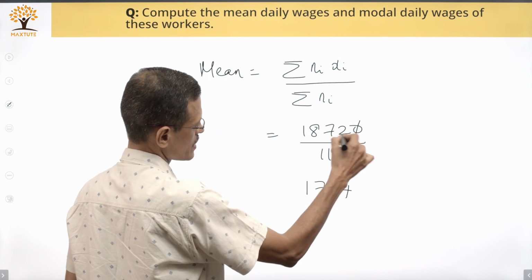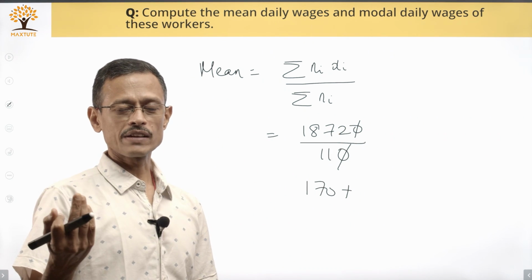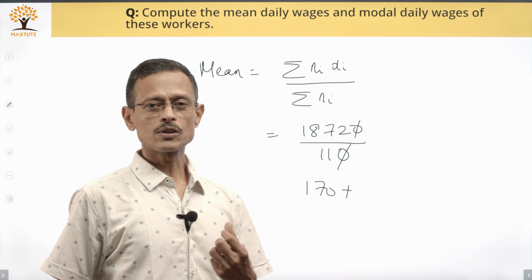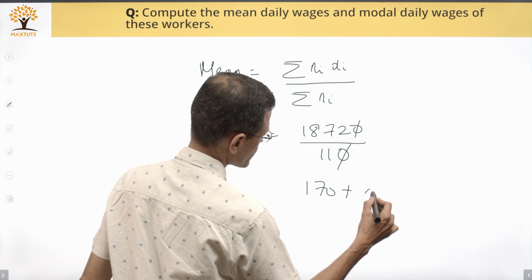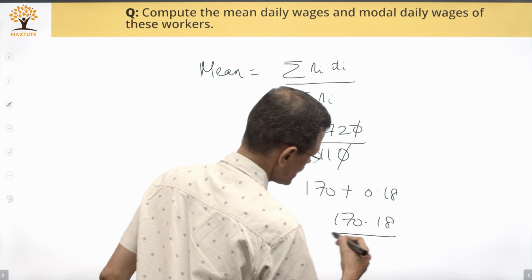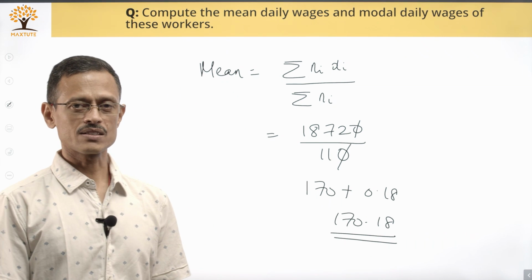Now, what we are left with is a 2.1872 is what we have to find out. We have found it for 1870.2 divided by 11 is equal to 0.18. So, 170 plus 0.18, 170.18 is the mean wage for these 110 workers.